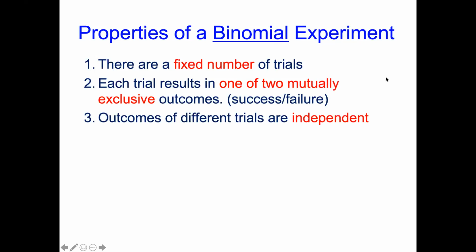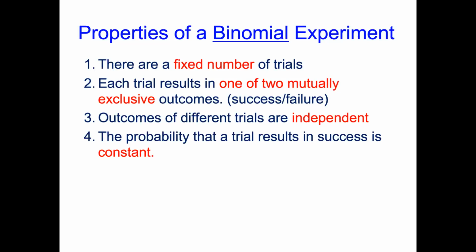Number 3, the outcomes of the trials are independent. Just like we talked about in previous chapters, independent means one trial doesn't influence the other trial. When I roll a die, whatever I get on my first roll will not impact what I get on my second roll. So those are considered independent trials.